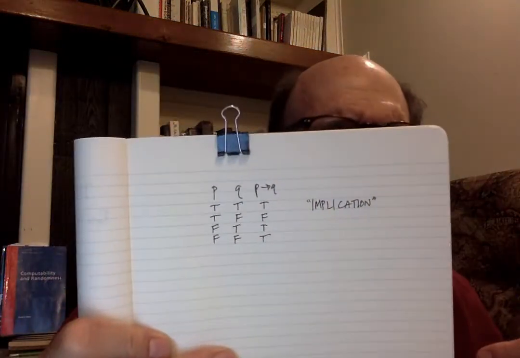When we go on to talk about proofs, which is the next topic, then we're going to start using this stuff to prove interesting things. So first we got to worry about this thing, P implies Q.